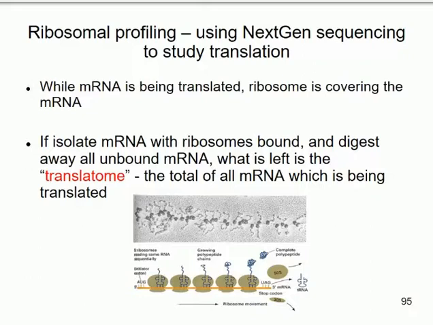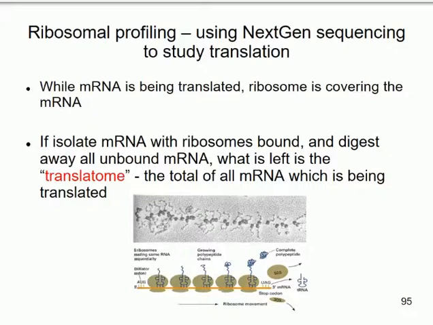So here's the idea, which is blindingly obvious when you think about it. If you isolate the polysome from the cell and you digest away everything that's not got ribosomes attached to it or covering it, what's left is the message that's got ribosomes covering it or protecting it. And this will be the sum total of all the messenger RNA that's being translated. That will be protected by ribosomes, whereas any messenger RNA that's not being translated will just get degraded.